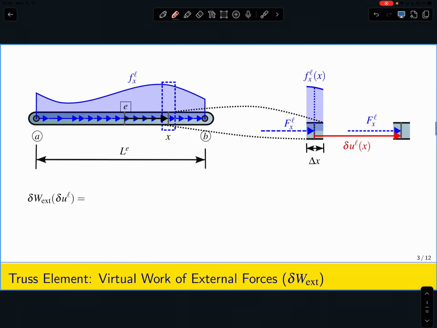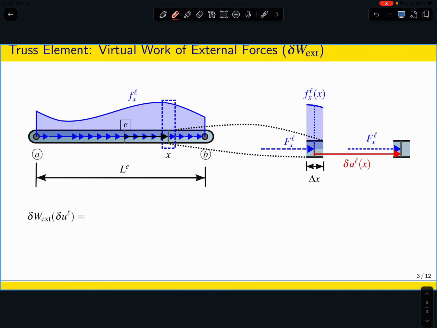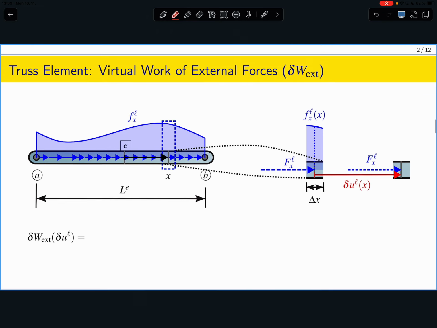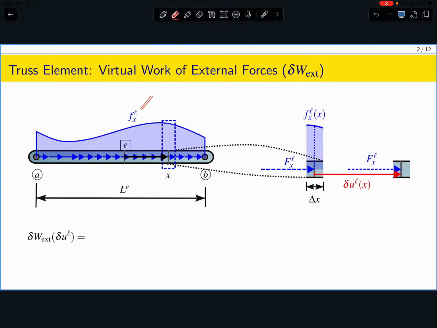So once again, this is the situation in which we are now. The only external loading for this very particular example is given by this distributed load or its intensity. So this is something which represents external loading.